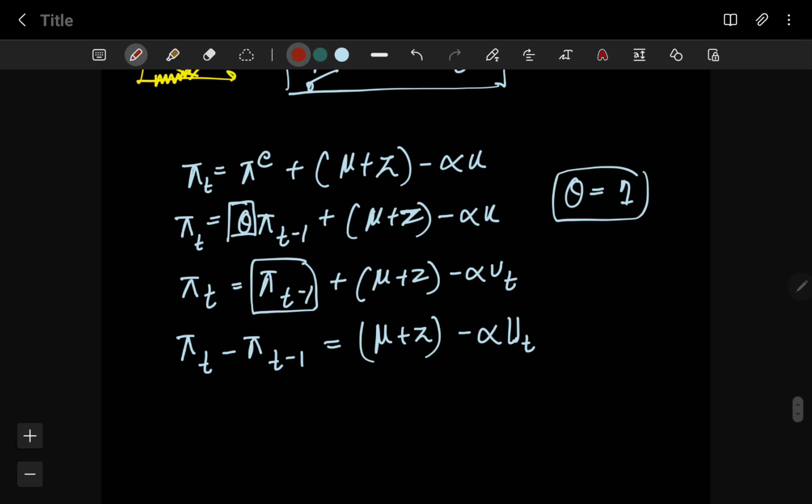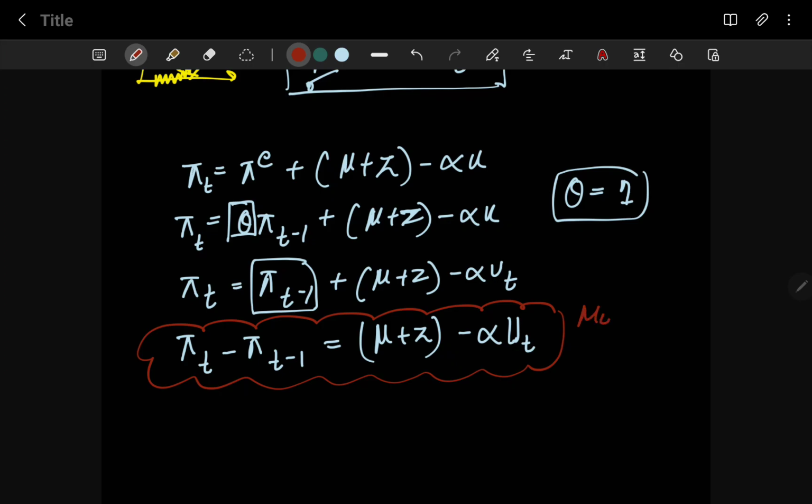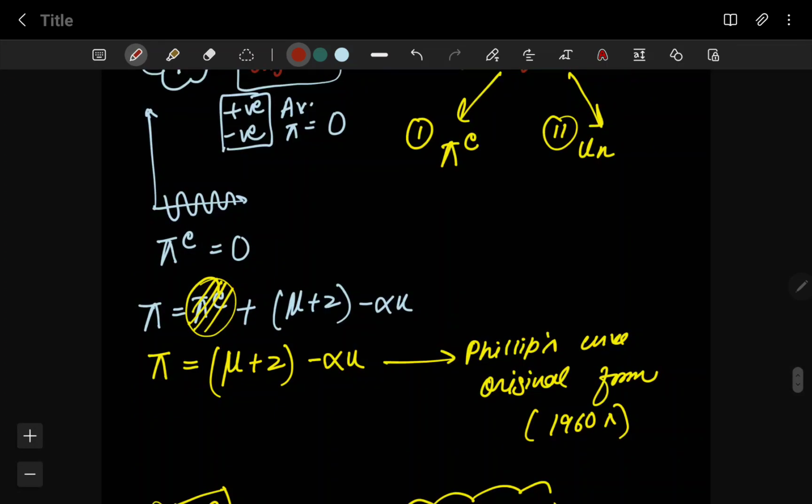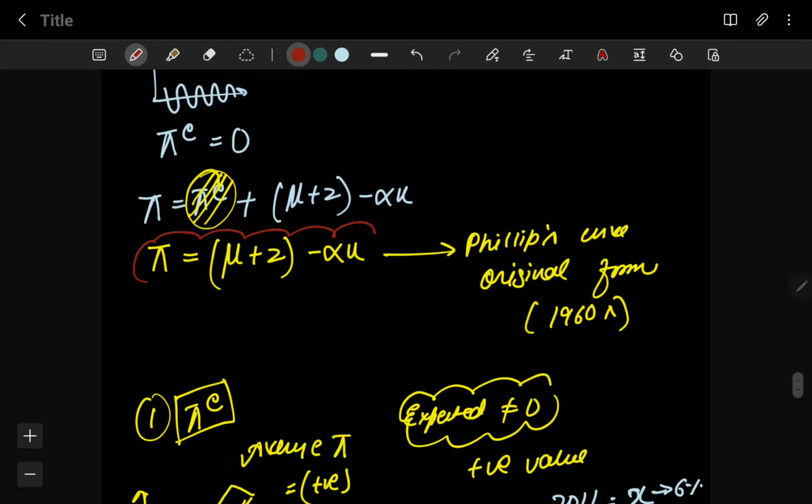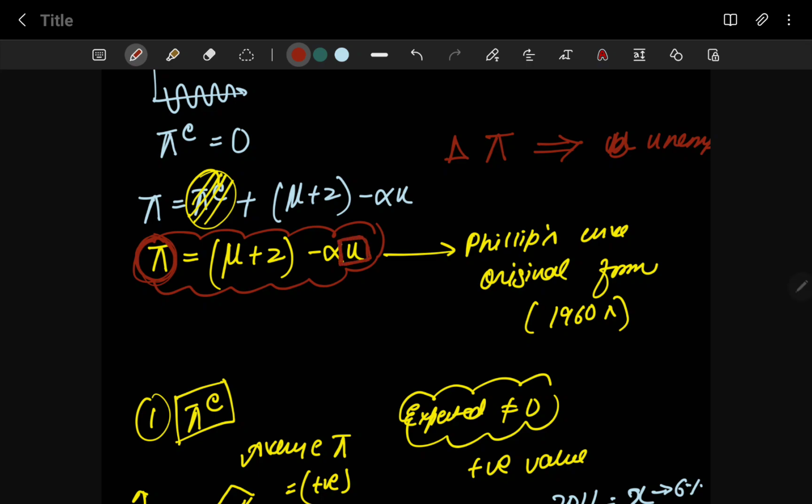Now I'll explain the similarity and difference between the modified one and our original form. Now see, in our original form, we assume that inflation can only change when there is a change in the unemployment rate. Inflation can only change when there's a change in U. This was given in the original form.